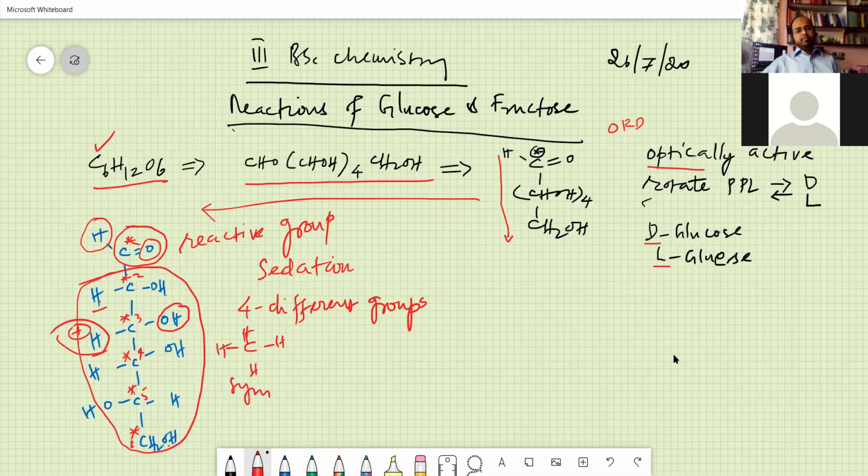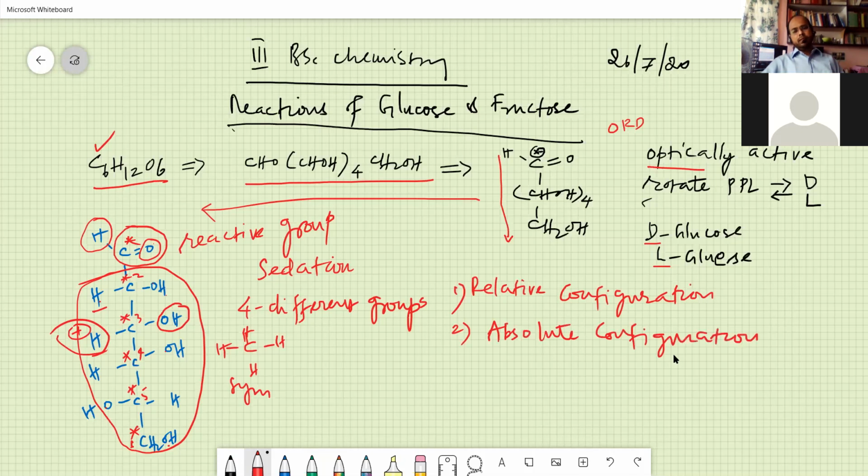Later I will explain. But here, what is happening is we have 2 types of configuration. One is the relative configuration, and the other one is the absolute configuration. I think you might have come across this, but anyway, I will just repeat it because we are going to deal with this.